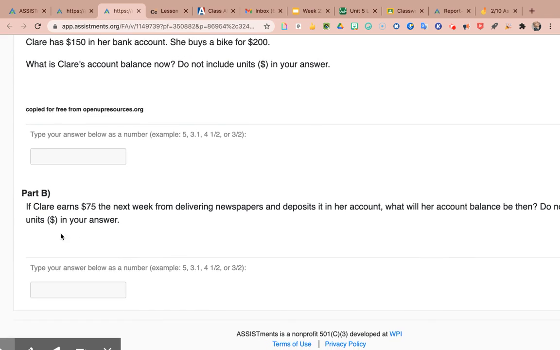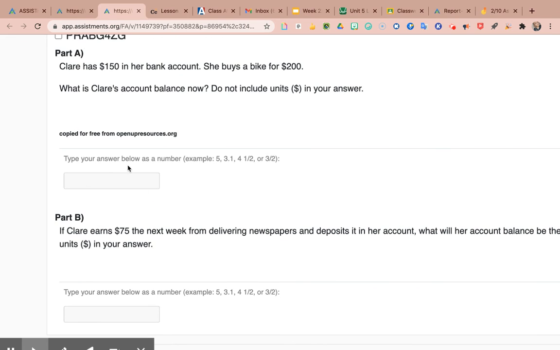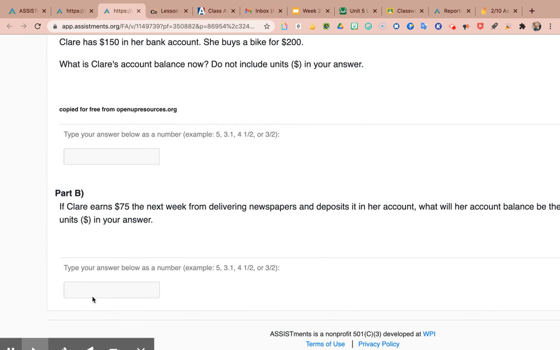And then part B, they're connected. It says if Claire earns $75 next week and she deposits in her account, what will her account balance be then? And again, don't put a money sign. So take that balance from A, and she's going to deposit $75. So what is her account balance now? She deposited $75. So what's her new balance? Type it in here. No money sign.